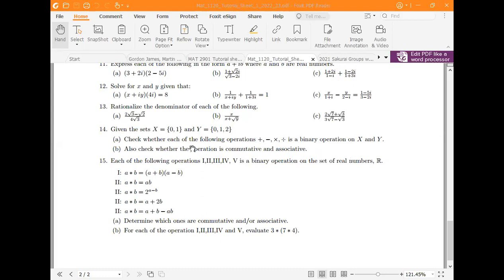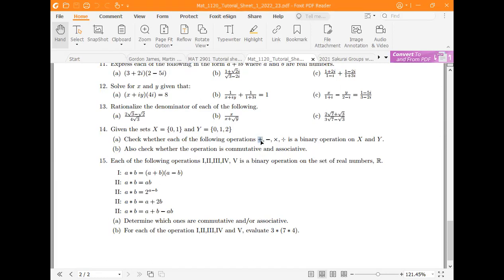So if you look at question 14, we are given the sets X is equal to {0, 1}, and Y is equal to {0, 1, 2}. Check whether each of the following operations is a binary operation on X and Y. The second question says, also check whether the operation is commutative and associative. So we have to check the operations that I've mentioned here.